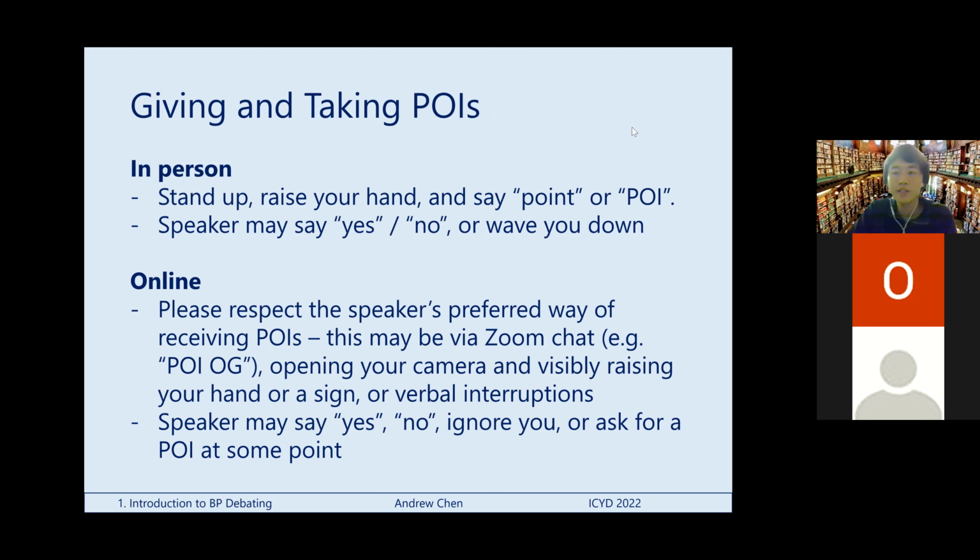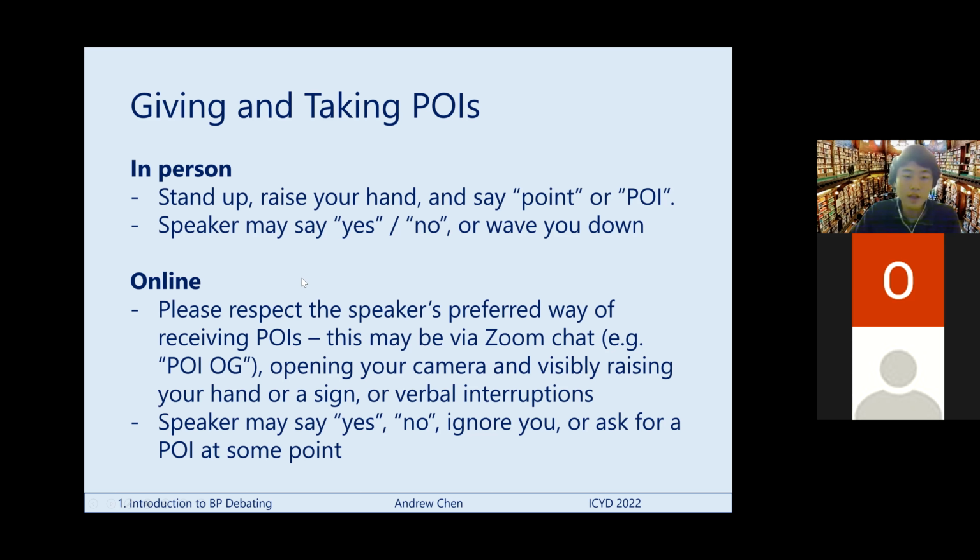So logistically, how do points of information work? So in person debating, what you do is you stand up, you raise your hand, you say point or POI or on that point or something like that. And then the speaker might say yes, they might say no, or they might just wave you down if they don't want to disrupt the flow of your speech.